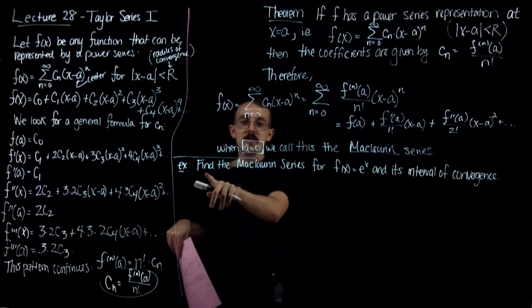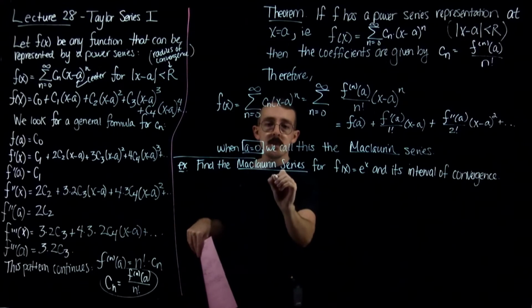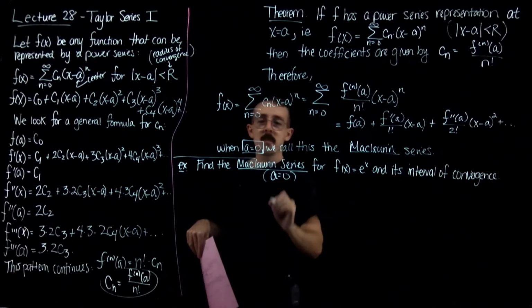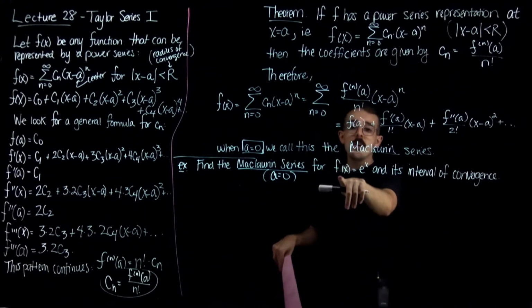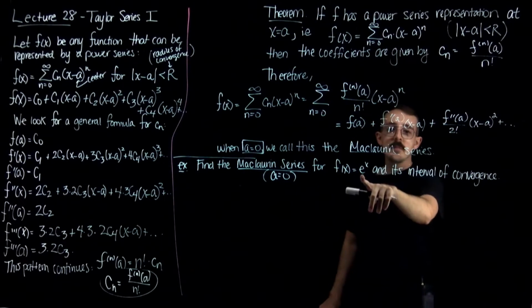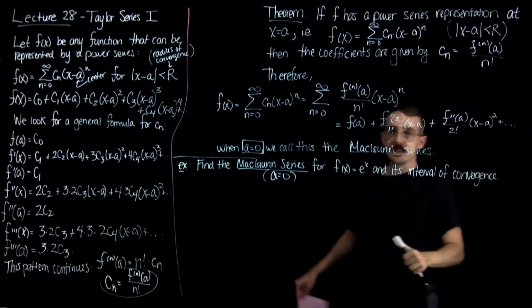So now, let's look at an actual function and try to find its power series representation, its Maclaurin series. And remember, this just means that the center is 0. We're going to find the Maclaurin series for f of x equals e to the x, and we're going to find its interval of convergence.